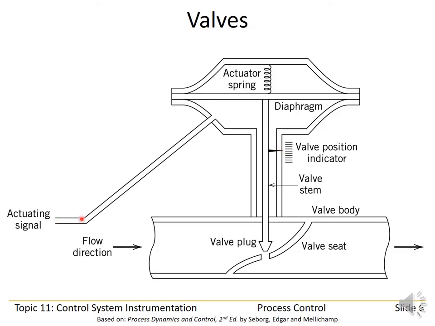Okay, since the actuating signal enters on this side and increasing the air pressure will cause the diaphragm to deflect upwards, this is an air to open valve. If I were to connect the air signal on the other side, then I would have an air to close valve.